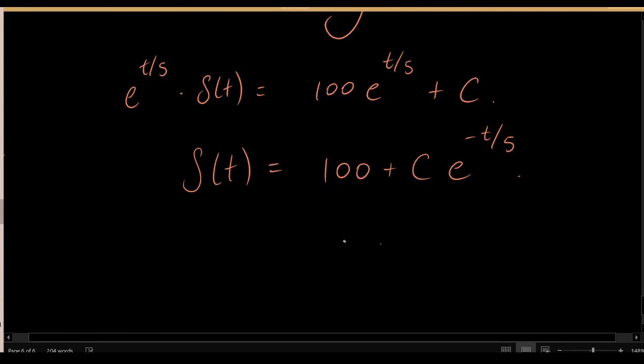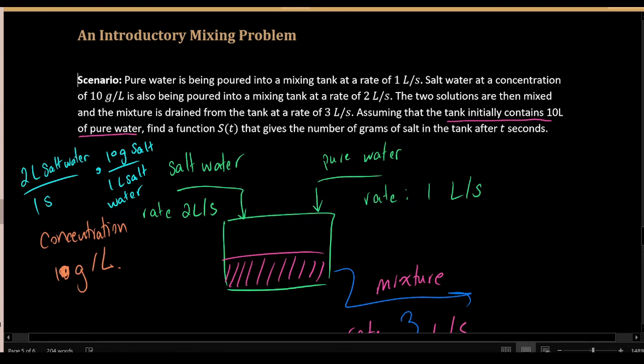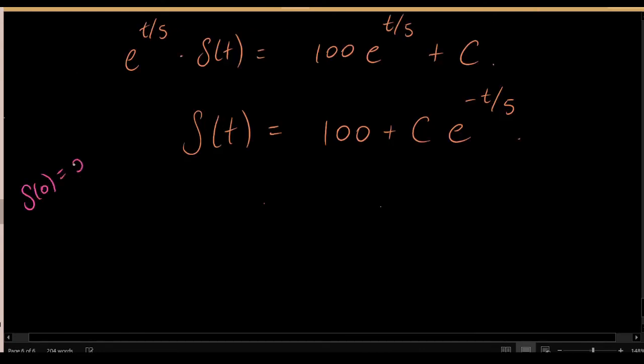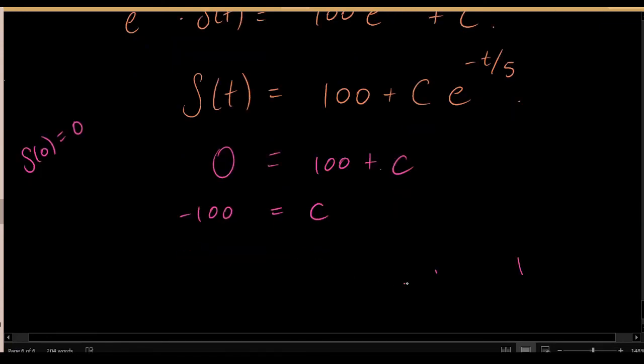So what data can we use to fill in the value of c? We need an initial value, and that initial value is given by the sentence underlined in pink right here. Initially, the tank contains 10 liters of pure water. And as a result, initially, the tank does not contain any salt at all. As a consequence, if I plug in t equals 0, then the output will have to be 0, which forces c to be negative 100.